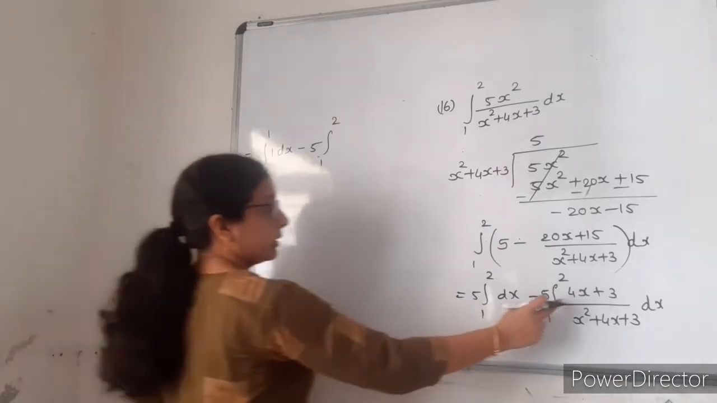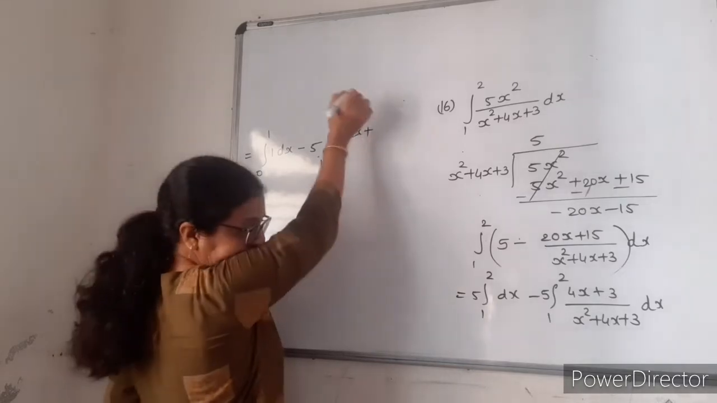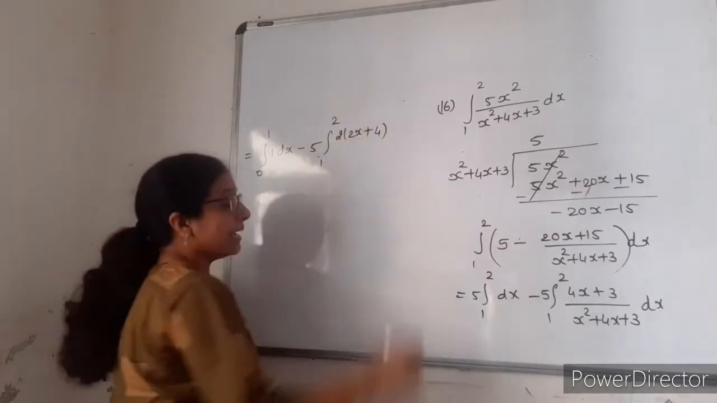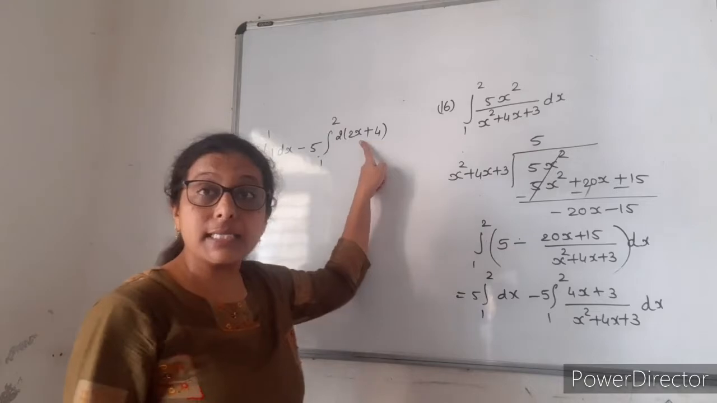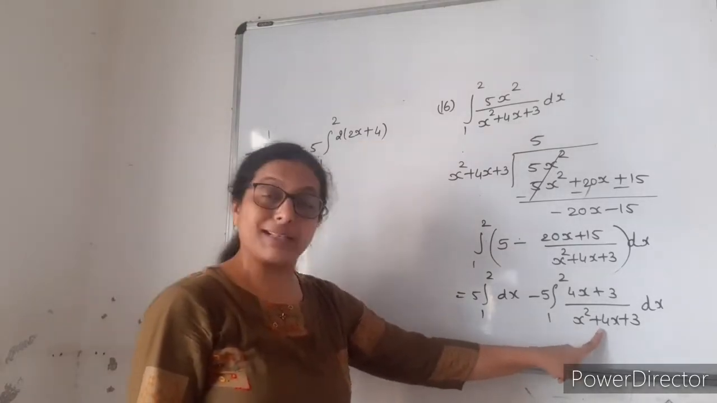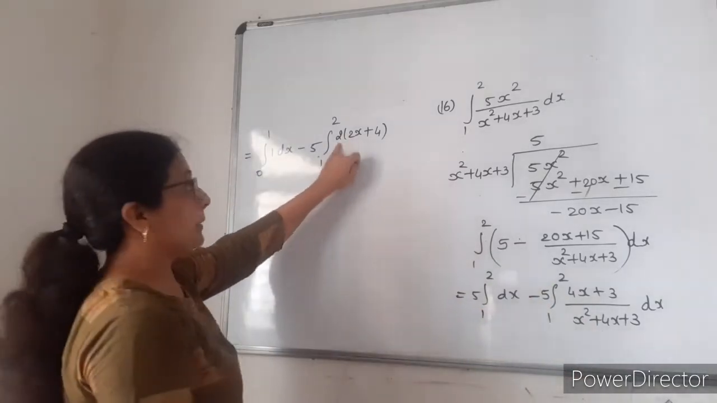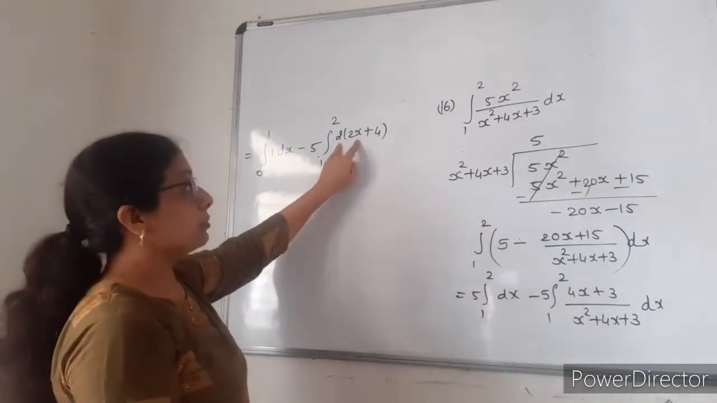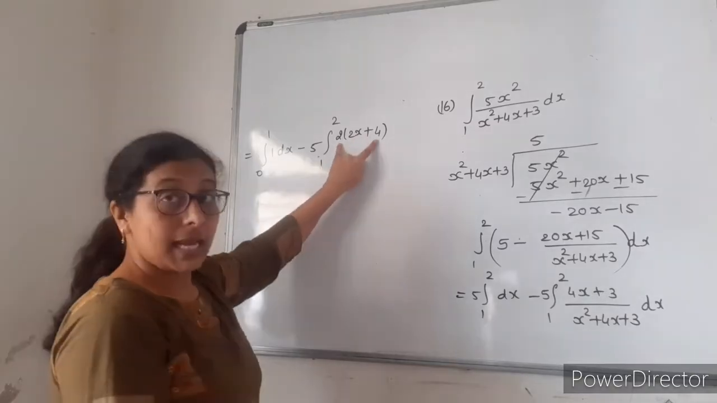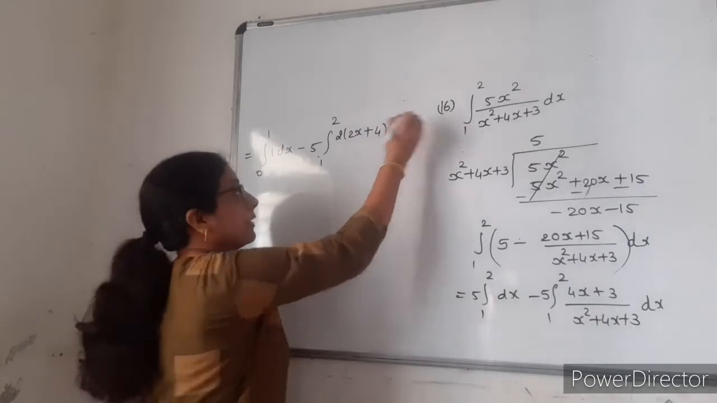Now here is 2 into 2x plus 4. Why do I write this? Where did I take 2x plus 4 from? From here. The derivative of the denominator is 2x plus 4. Look above, it is 4x, so I just multiply by 2. That is 2 into 2x is 4x, plus 4 2s are 8. But here it is 3.